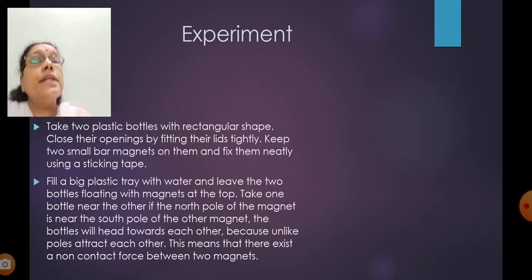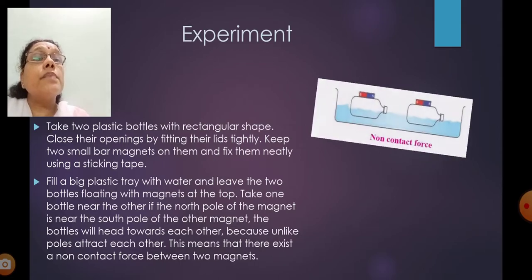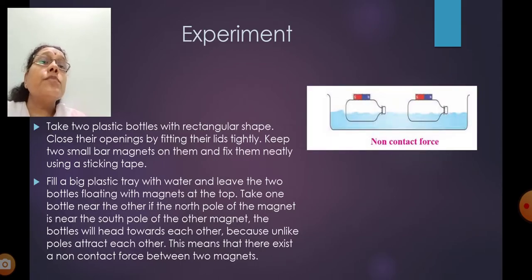Next is an experiment. Take two plastic bottles with rectangular shape. Close their openings by fitting their lids tightly. Keep two small bar magnets on them and fix them neatly using sticking tape. Fill a big plastic tray with water and leave the two bottles floating with magnets at the top. Take one bottle near the other. If the north pole of the magnet is near the south pole of the other magnet, the bottles will head towards each other because unlike poles attract each other. This means that there exists a non-contact force between two magnets.